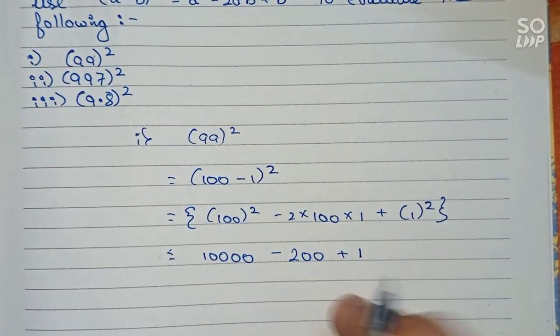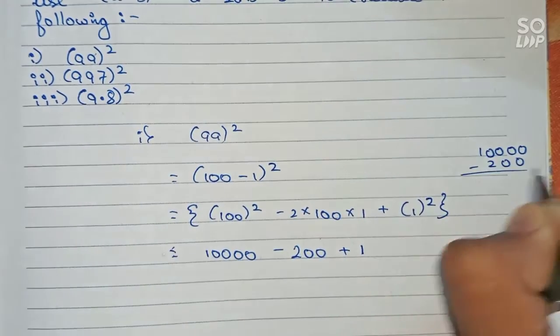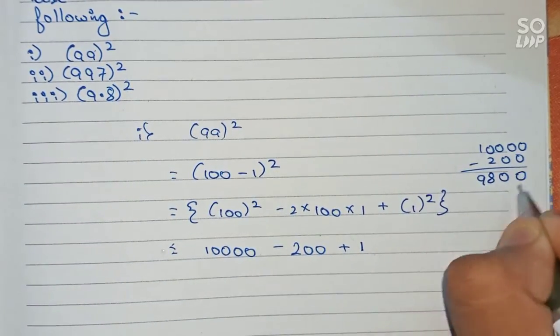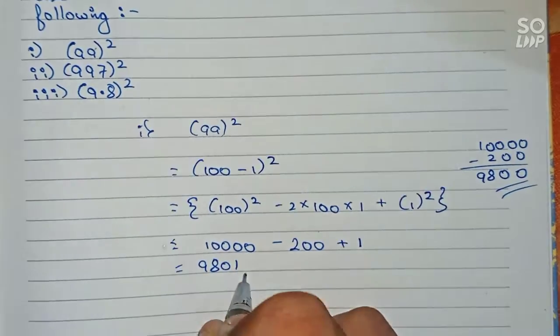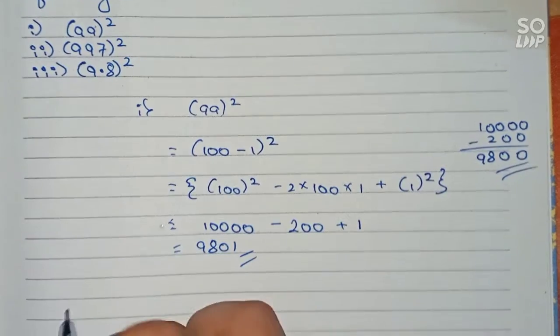So 10,000 minus 200 will be equal to 9800. So 9800 plus 1 will be equal to 9801. So this is our final answer for this question. So now let's move on to our next question.